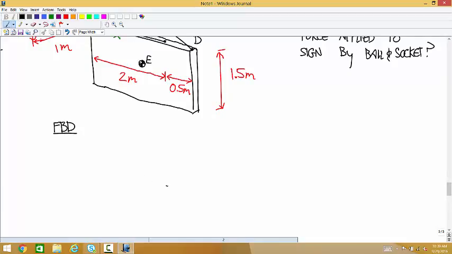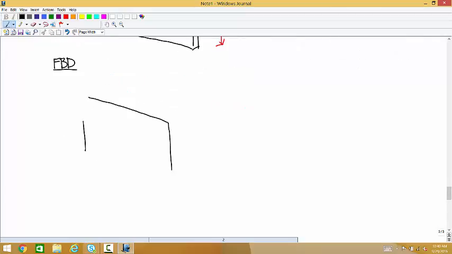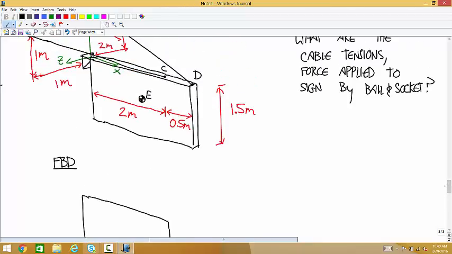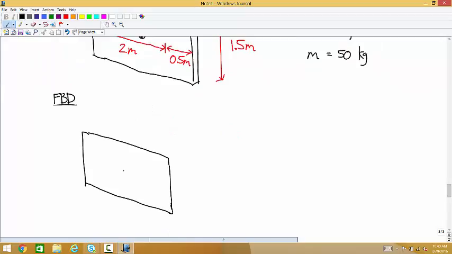Okay, so first draw an outline of the body. Oh, I didn't give a mass. There is a mass, 50 kilograms. If there wasn't a weight, all these forces would be 0. That would be easy. You could move on to the next problem. Okay, so acting at the center of mass, there's a weight of 50 times 9.81.